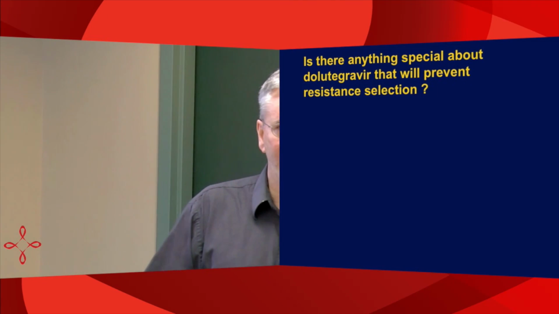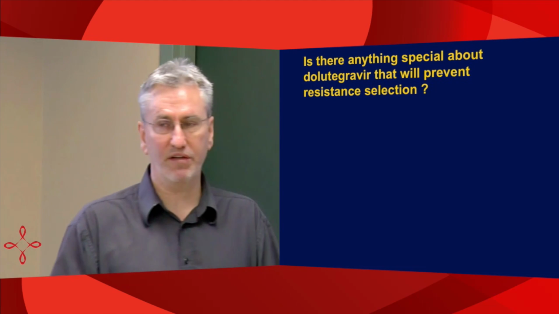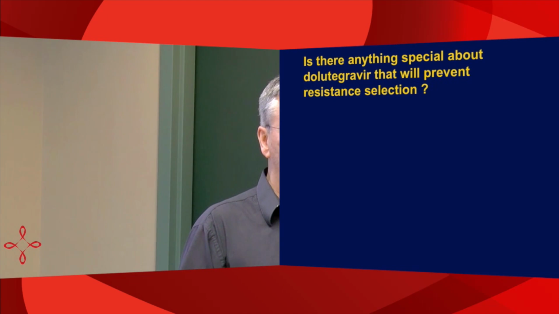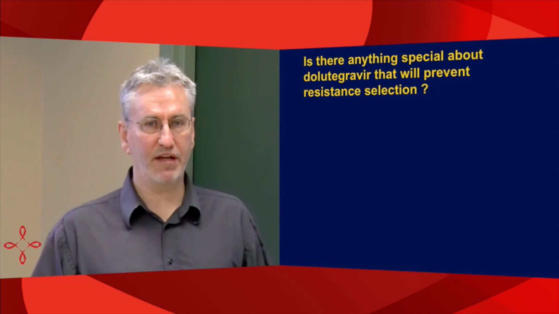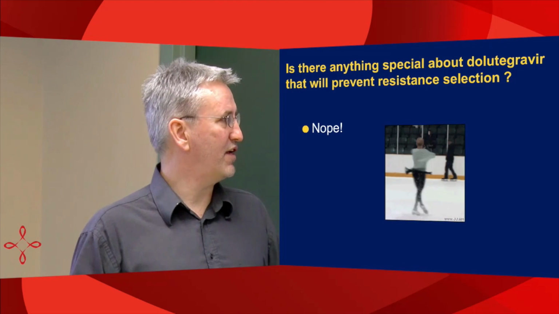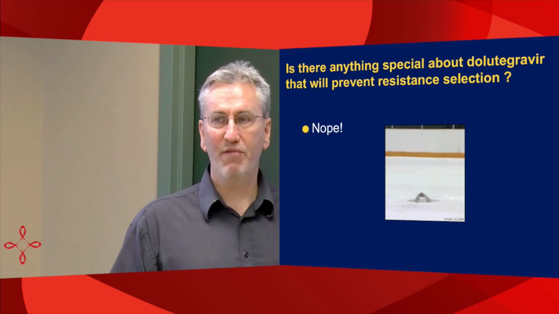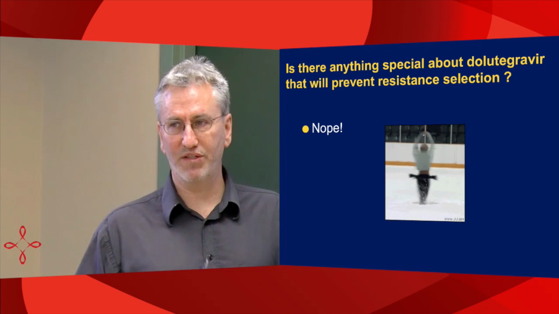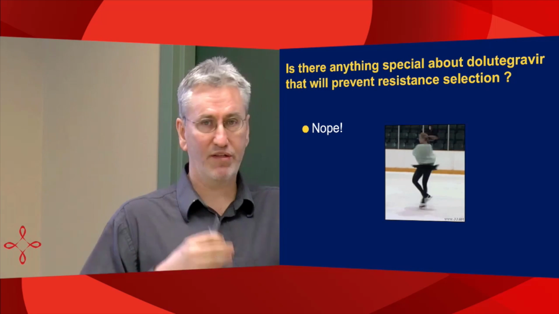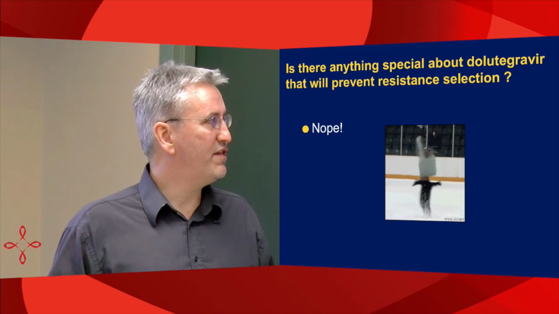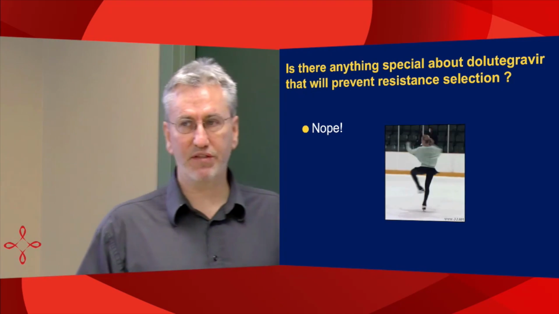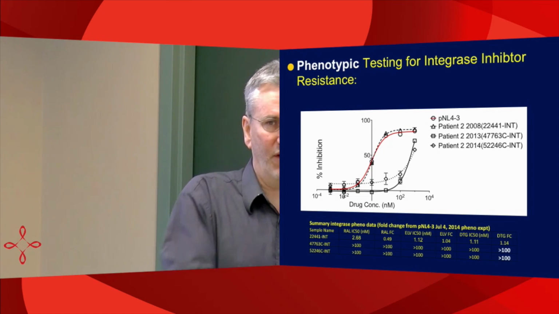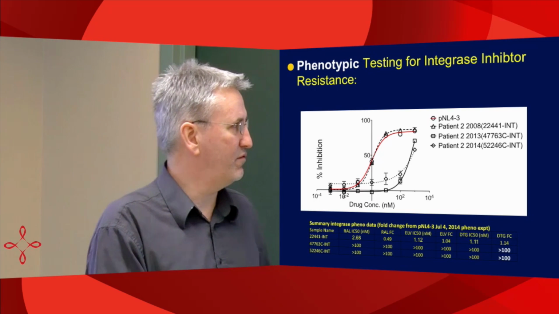One thing that has come up is the impression that there's something particularly special about dolutegravir resistance that might completely prevent resistance selection in vivo. Personally, I think that's about as likely as our skater doing that sort of thing. It's probably not likely to happen. I think that we will see dolutegravir resistance in vivo selected from naives. The reason I'm saying that is that we've been doing some phenotyping where we grow the virus up and ask, do you have dolutegravir resistance or not, or other drugs?